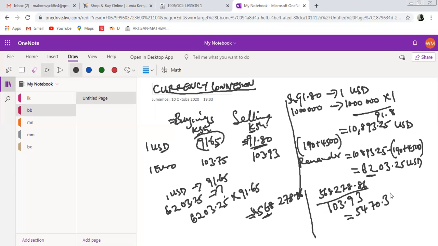And we are told that while in Europe he spent 2,000, and the question was talking about how many euros he will remain with. The amount of euros he's going to remain with is 5,470.3 minus 2,000. So you will realize the person will remain with 3,470.3, and these are the euros the person is going to remain with.